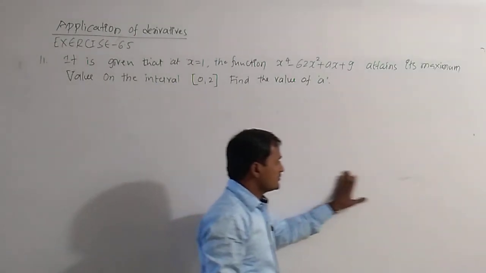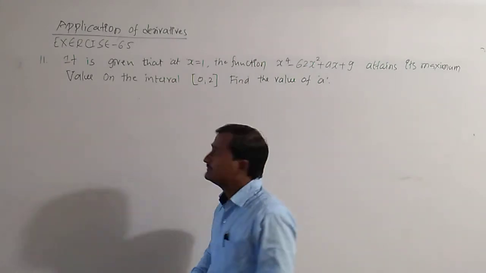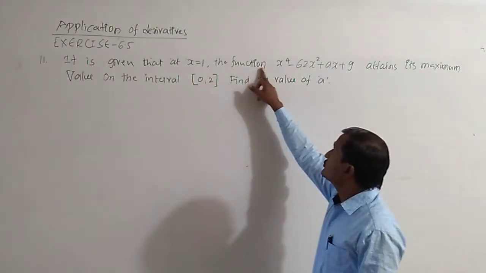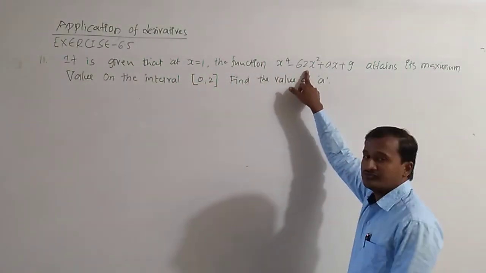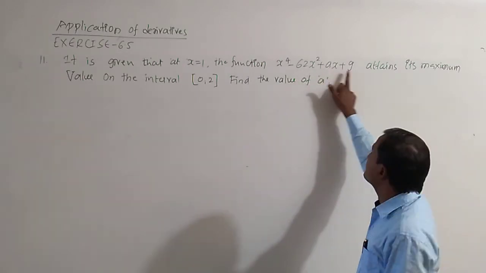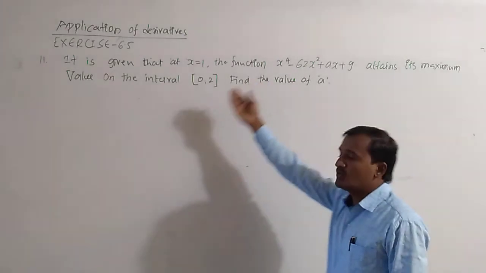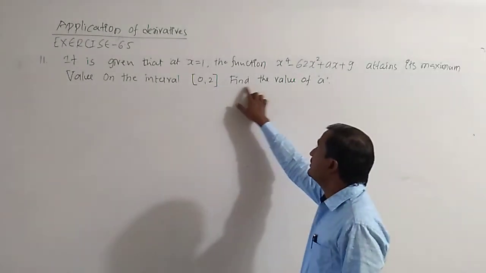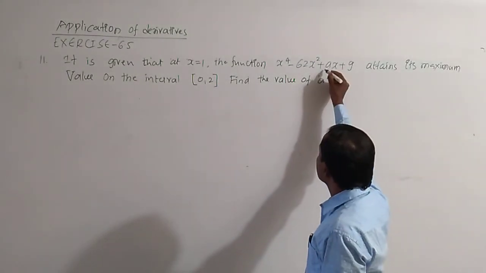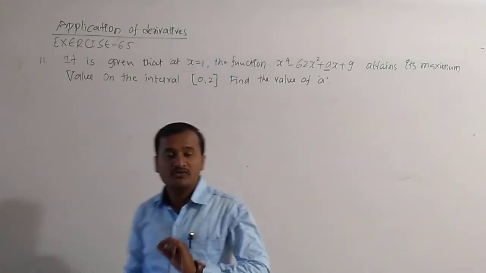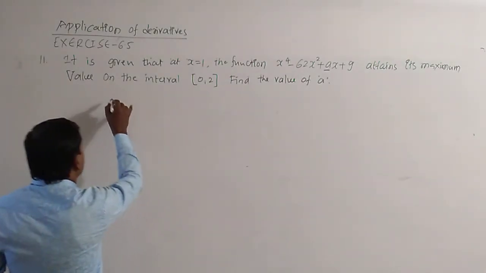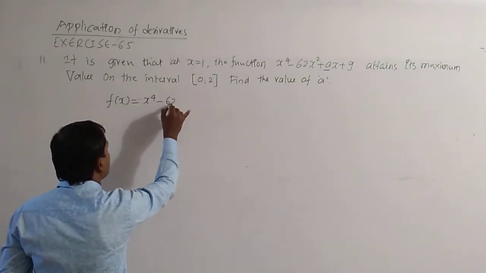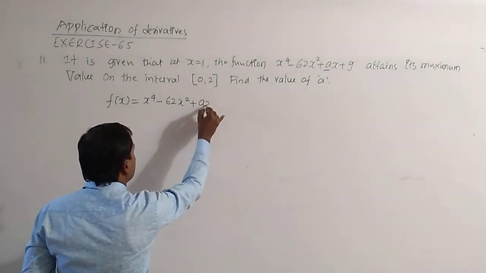Okay. The next question is question number 11. It is given that at x equal to 1, the function x raised to 4 minus 62x square plus ax plus 9 attains its maximum value on the closed interval 0, 2, then find the value of a. So for this function, we should find the value of a. So which function have they given? They have given f of x equal to x raised to 4 minus 62x square plus ax plus 9.